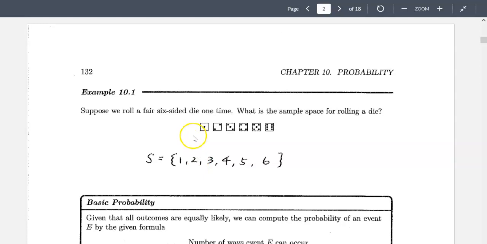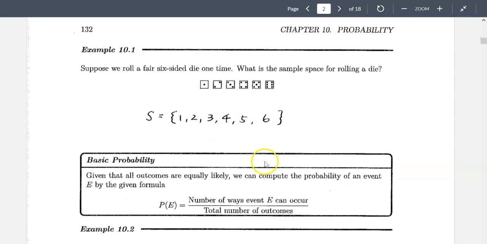So here it is. We just talked about this. When you roll a six-sided die, what is the sample space? The sample space is all the possible outcomes. So the sample space equals, we usually use a bracket, including all the possible outcomes, in this case 1 through 6.